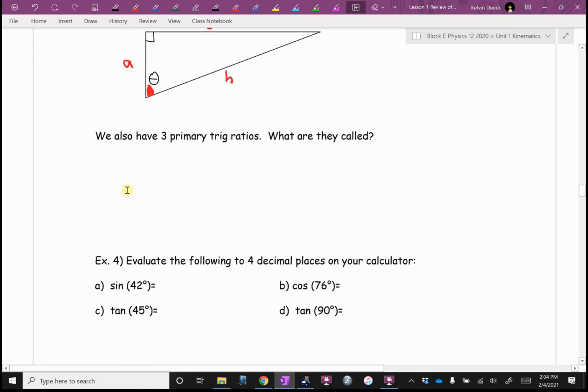We also have three primary trig ratios. What are they called? They're buttons on your calculator. Sine, abbreviated SIN. Cosine, abbreviated COS. And tangent, abbreviated TAN. There are also three reciprocal trig ratios: secant, cosecant, and cotangent.